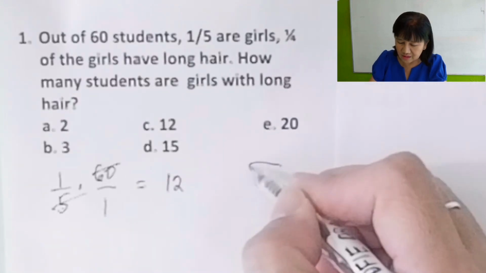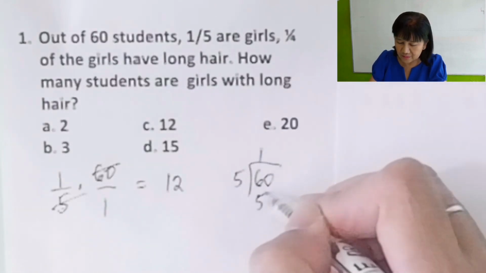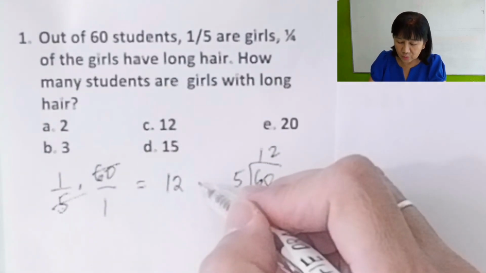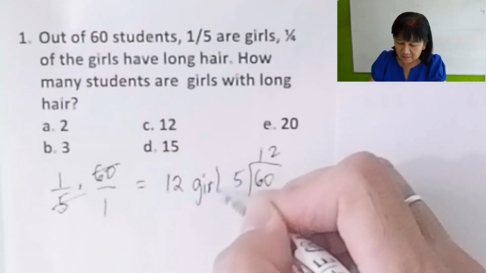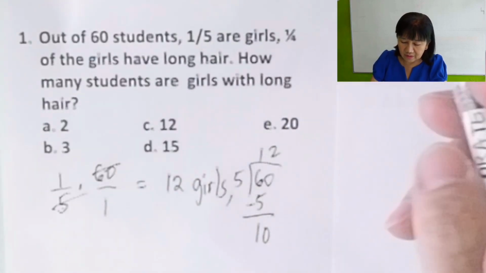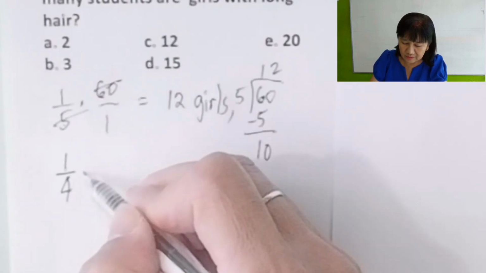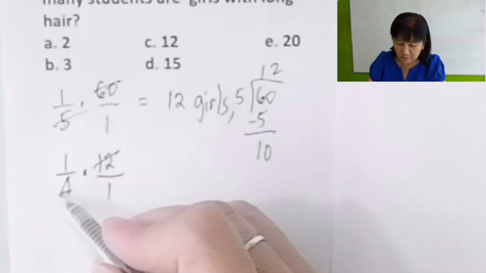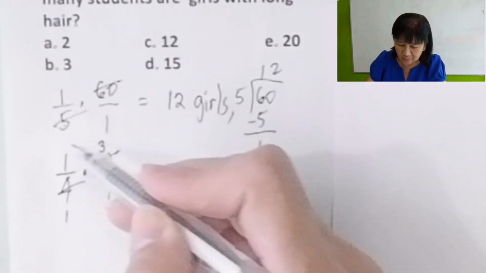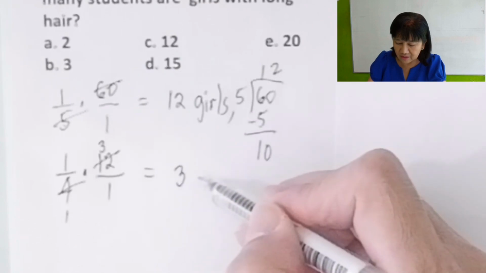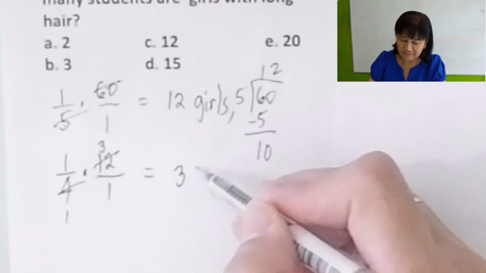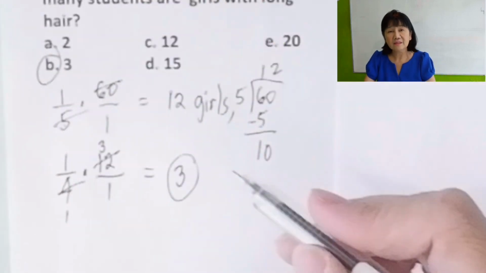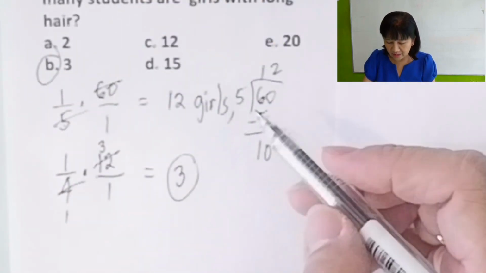Let's check that. 60 divided by 5. 1 times 5 is 5. 6 minus 5 is 1. 10 divided by 5 is 2. So there are 12 girls. 1/4 of the girls. So you now get 1/4 times 12. 12 is over 1. 12 divided by 4 is 3. This is understood to be 1. So 3 are girls with long hair. So the correct answer is letter B. 3 are girls with long hair.